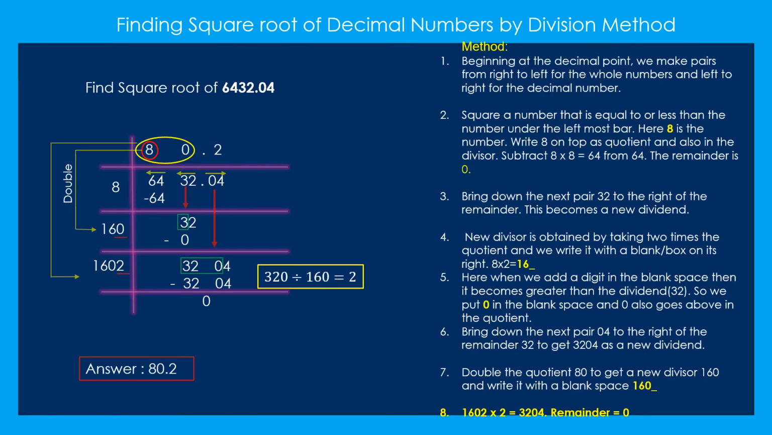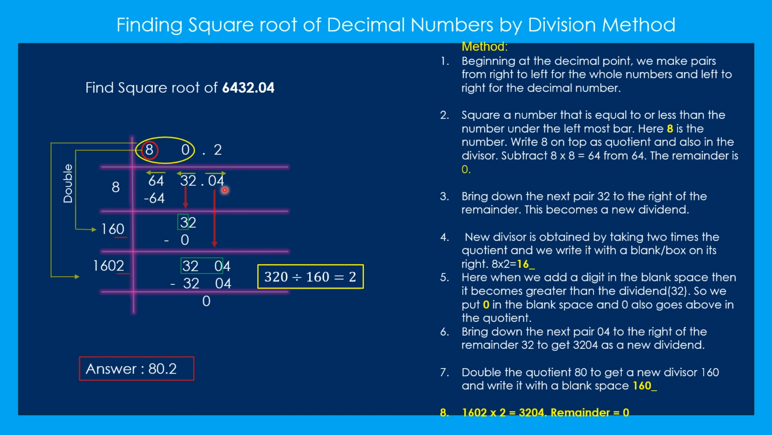One last example, find the square root of 6432.04. So write down the number 6432.04. Beginning at the decimal point, we make pairs from right to left for the whole numbers and left to right for the decimal numbers. So here we make 32 as one pair and 64 another pair, and from left to right you make a pair for the decimal number, that is 04.